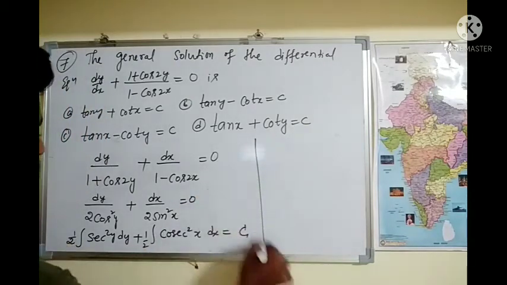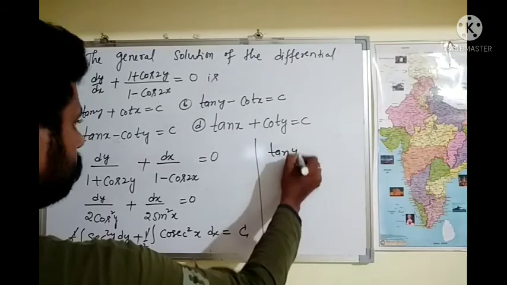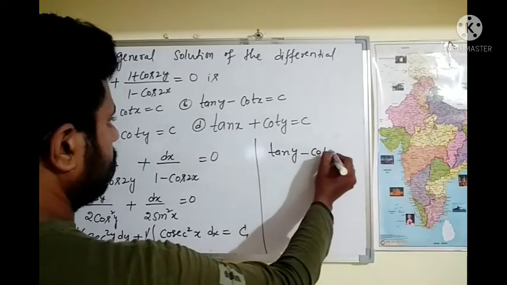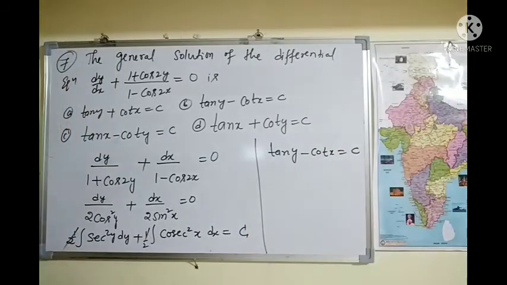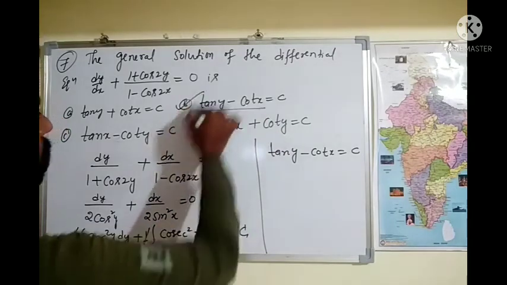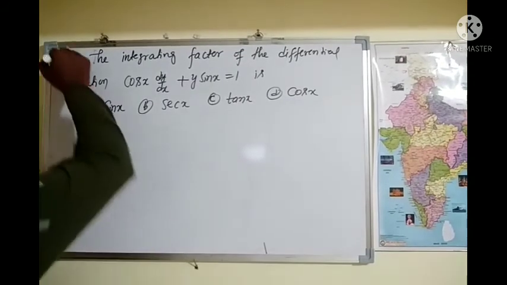Next, see here, 1 by 2 can cancel directly. Integral of secant square y is tan y. Then integral of cosecant square is minus cot x is equal to c. See, in this result, tan y minus cot x is equal to c. Option B is correct. This is an important result.